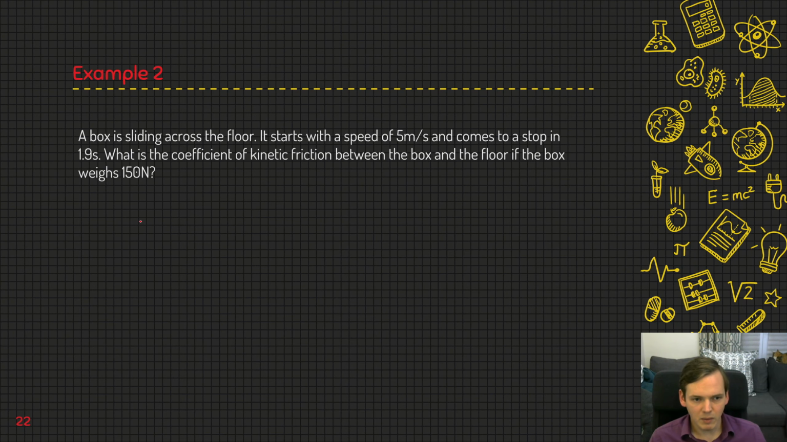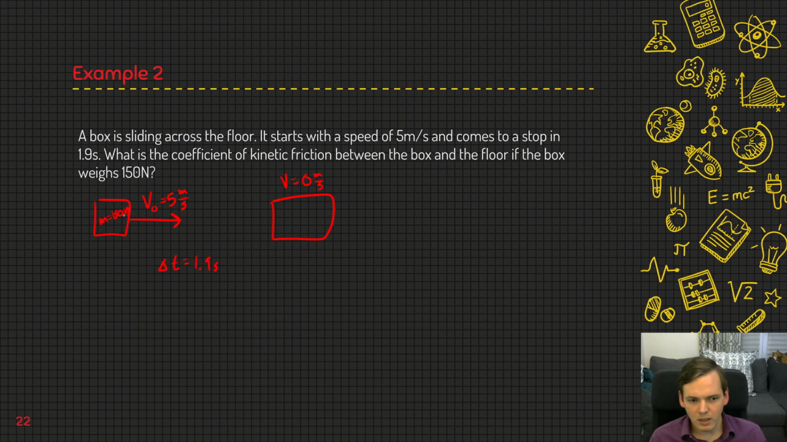For our second example, a box is sliding across the floor. It starts with a speed of 5 meters per second and then comes to a stop in 1.9 seconds. What is the coefficient of kinetic friction between the box and the floor if the box weighs 150 newtons? So we have our box with a weight of 150 newtons. It's got an initial velocity of 5 meters per second, and then eventually it comes to a stop. And delta t equals 1.9 seconds, and we have v equals 0 meters per second.